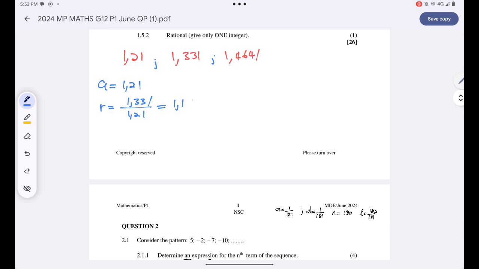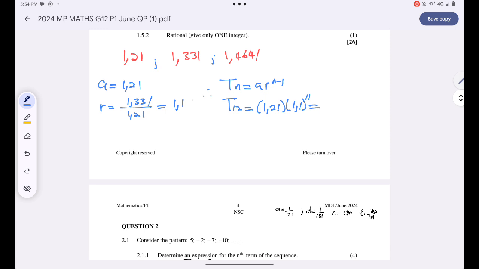So therefore, for me to find the 12th term, I must use the general term for my geometric sequence. It simply says AR to the n minus 1. Therefore, T12 is just equal to 1.21 multiplied by 1.1, which is my R, to the power 12 minus 1. So the exponent is 11. So what do we get over there? 1.21 close brackets 1.1 close bracket to the power 11.